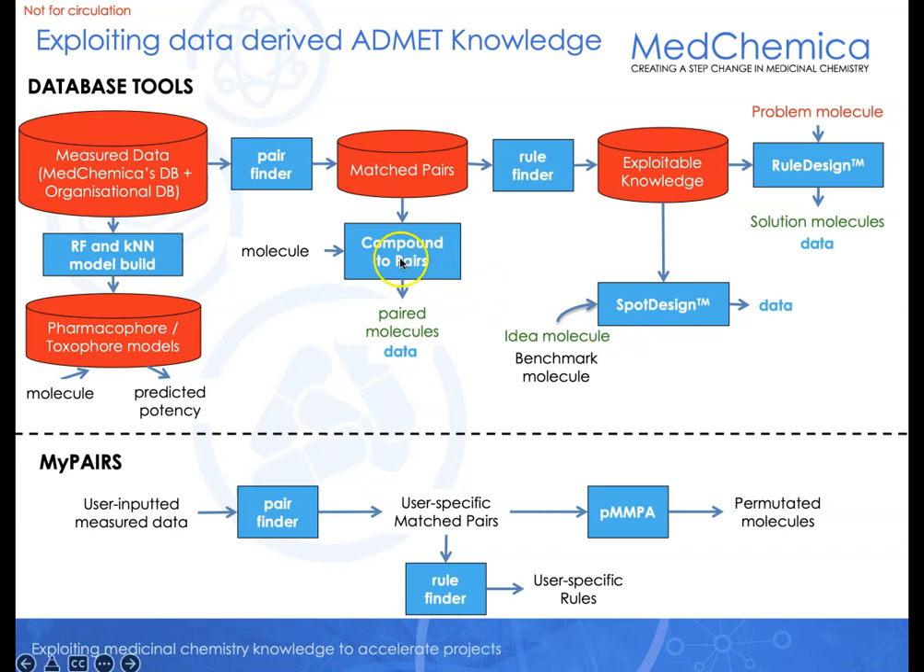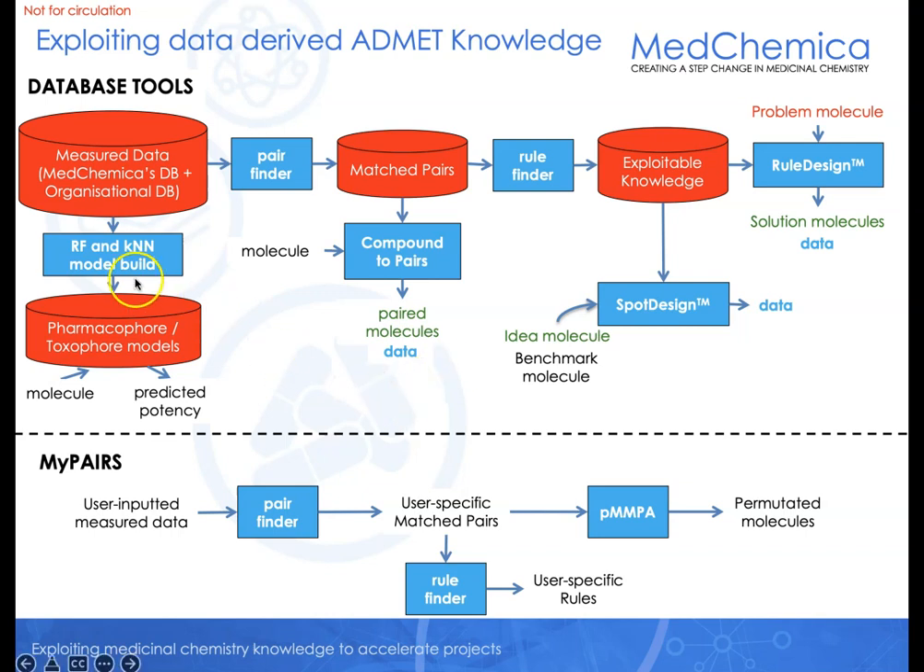Compound to pairs is a tool that outputs all of the matched pairs present in the database for an input molecule. It also supplies the measured data along with the common core and R groups so that you can explore the structure-activity relationships. Rule design, spot design, and compound to pairs are covered in additional software training videos.